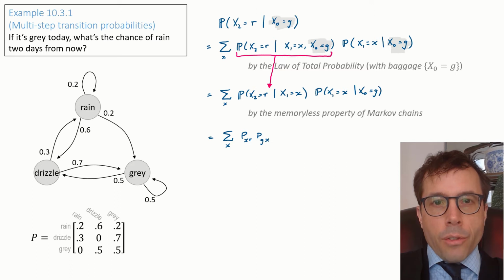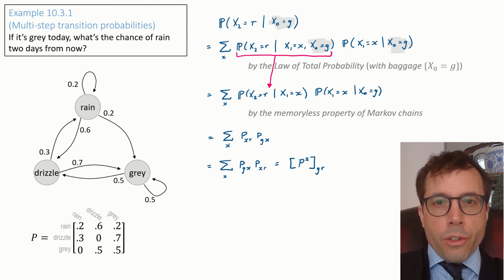The next step is just rewriting. I've rewritten the two probabilities in terms of the transition matrix P. The first term is the probability of going from x to r, P sub xr, and the second term is the probability of going from g to x, P sub gx. Finally, just a bit of algebra to tidy up. The formula we've got looks a bit like matrix multiplication, so let me write it out like that. The property we just calculated is the P squared matrix, row g, column r.